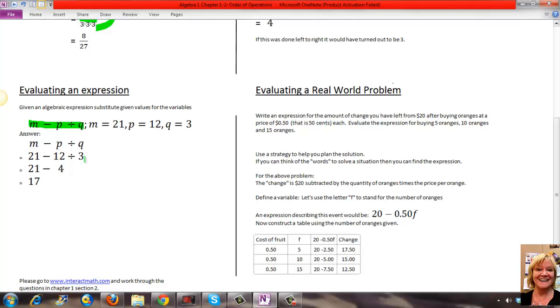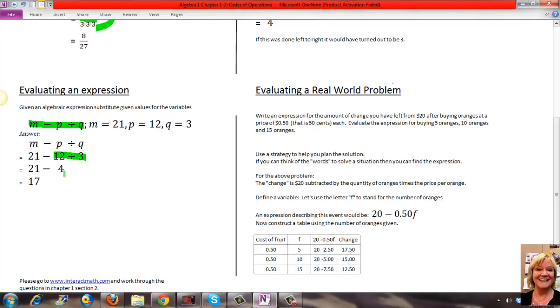So following PEMDAS, P stands for parentheses, so I don't see any parentheses. So the next thing I'm going to look for is the E, which stands for exponents, and I don't see any exponents. So now I have to go on to M and D. Now, they don't have preference over each other, so we have to do the division sign. So we're going to do 12 divided by 3 first. So 12 divided by 3, you can see I've replaced 12 divided by 3 by 4.